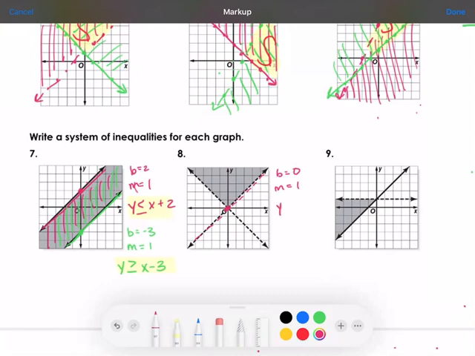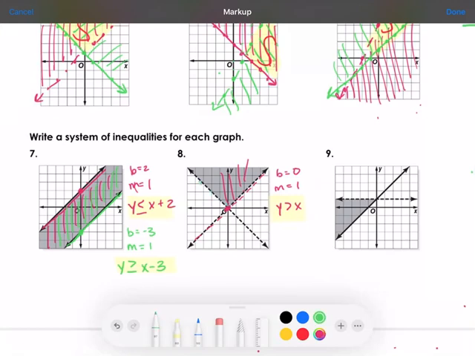M is 1. So when I plug this in, I have y is, now it's shaded up because that's where my solution area is. So y is greater than mx plus b. So 1x, or just x plus b, which is 0. So it's just y is greater than x.